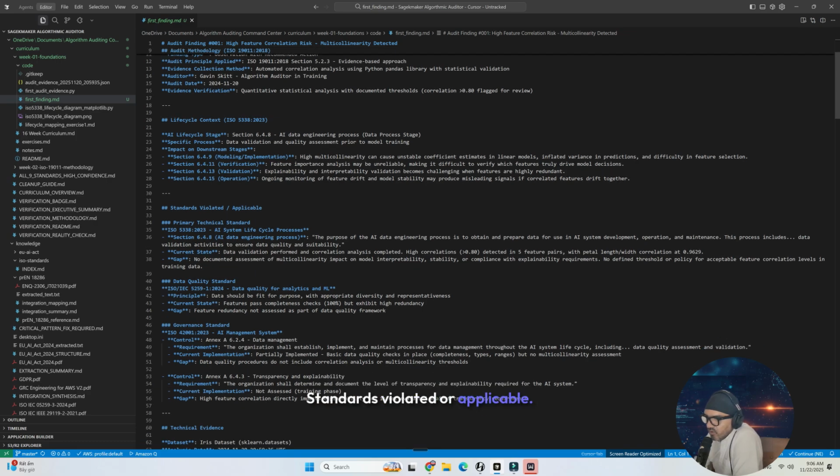Standards violated or applicable. So the primary technical standard, AI identity. The purpose of the AI data engineering process is to obtain and prepare data for use in AI system development, operation and maintenance. Current state: the data validation performed and correlation analysis completed. High correlations detected in 5 feature pairs, with petal length and width correlation at 0.9629. No documented assessment of multicollinearity, impact on model interpretability, stability or compliance.